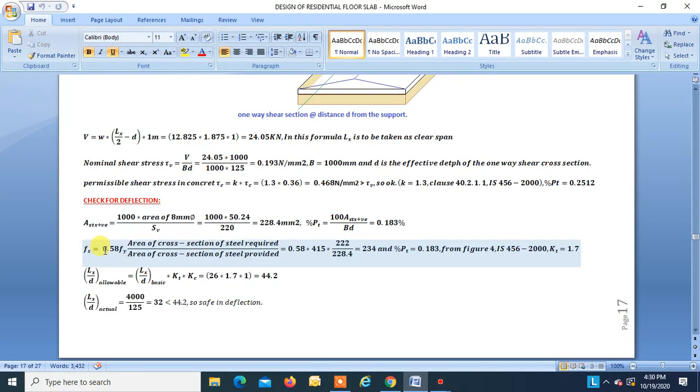So FS is found to be 234. PT is 0.183. Corresponding KT we get 1.7. And so Lx by D allowable is equal to Lx by D basic into KT into KC. KC we are taking as 1 because we are assuming that there is no compression steel. KT is 1.7. This ratio is 26. This is 44.2. Actual is 32, which is less than 44.2. So it is safe in deflection.